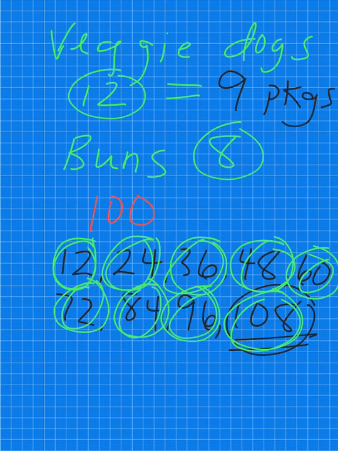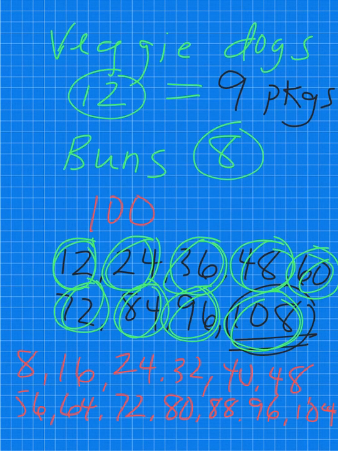And then we would literally do the same thing for the buns. You would do multiples of 8 until you reached 100. Okay, and I could just continue them for you. So eventually, when we counted up by multiples of 8, I reached 104, which is around 100. So it's not going to be exactly 100. It's going to be around there, but we have to go over 100.